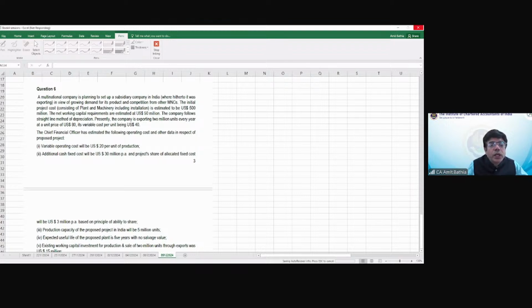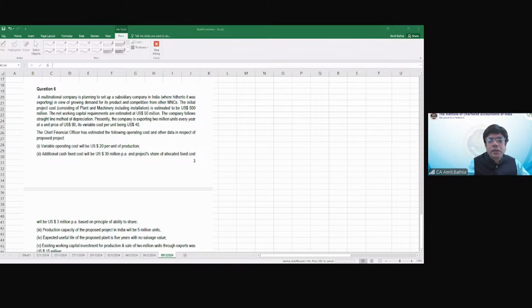Presently, the company is exporting 2 million units every year at a unit price of $80, its variable cost per unit being $40. The CFO has estimated the following operating cost and other data in respect of the proposed project. Variable operating cost will be $20 per unit of production.